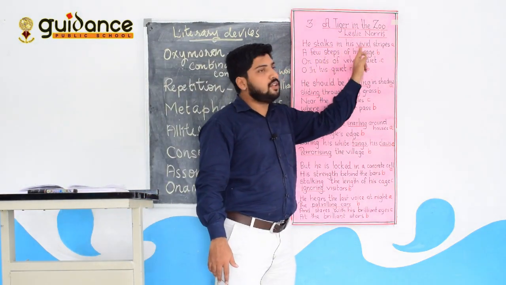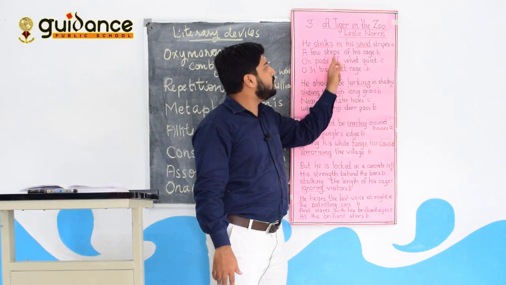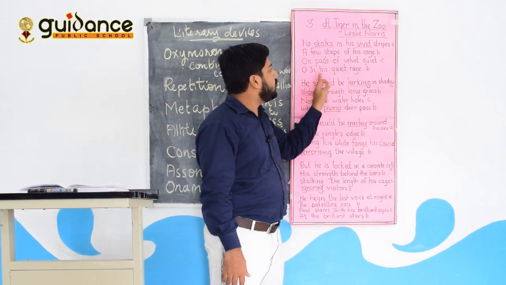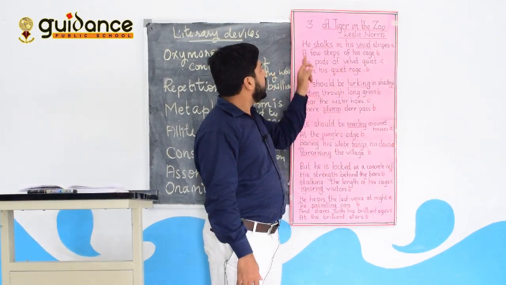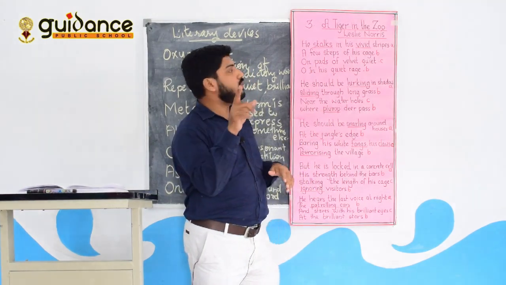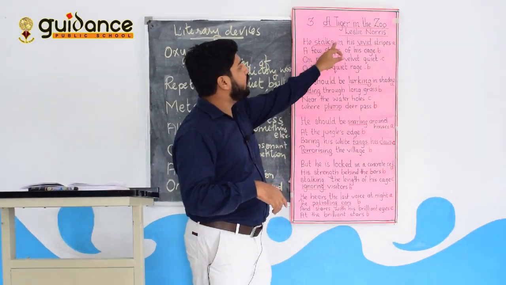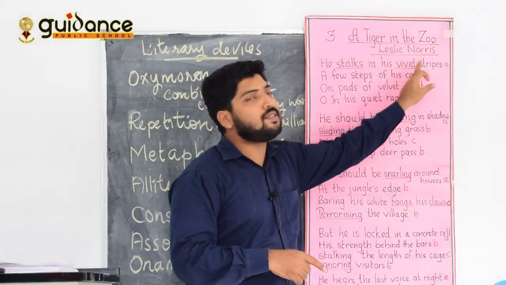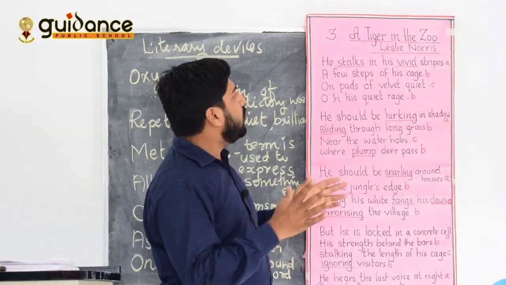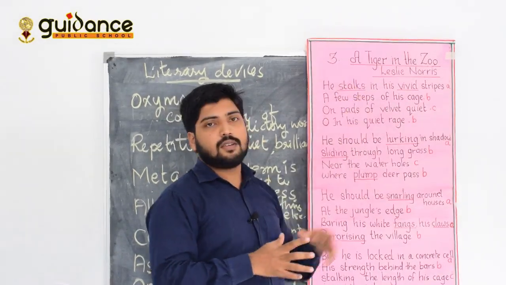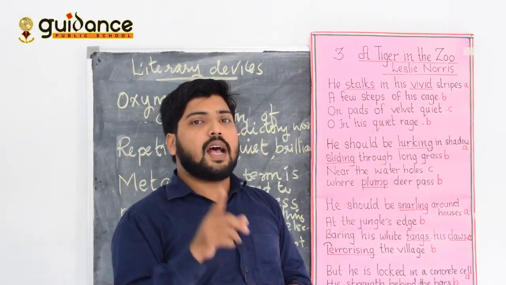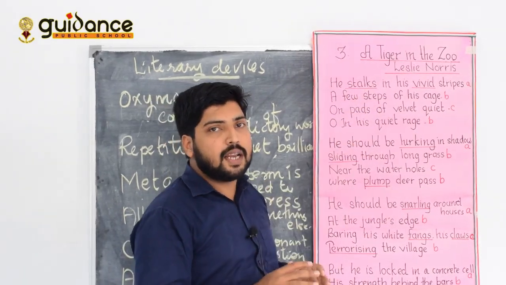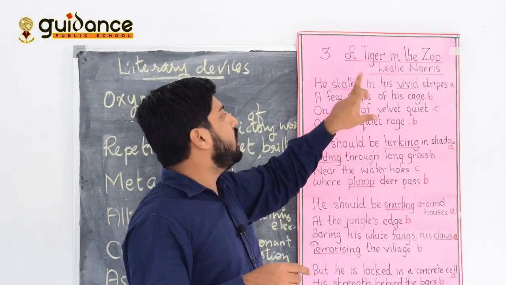He stalks in his vivid stripes, a few steps of his cage, on pads of velvet quiet, in his quiet rage. Okay, all of you go through the first stanza. It is a 4-line stanza. He stalks in his vivid stripes. What does stalk mean? Right, stalk means walking very slowly. Understand? What is stalk? Stalk means walking very slowly.